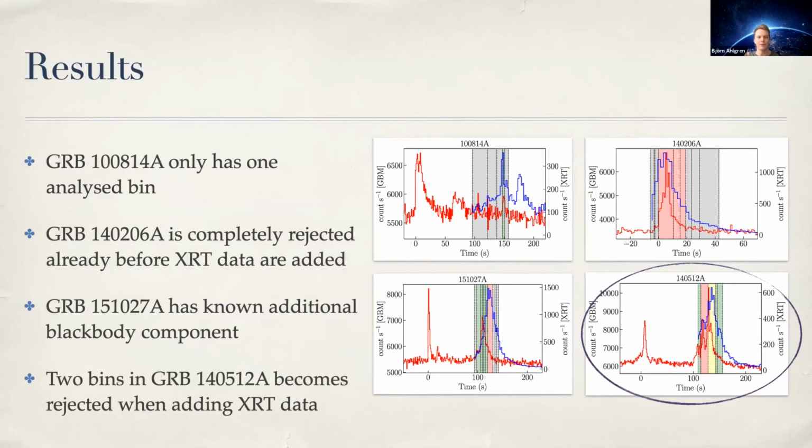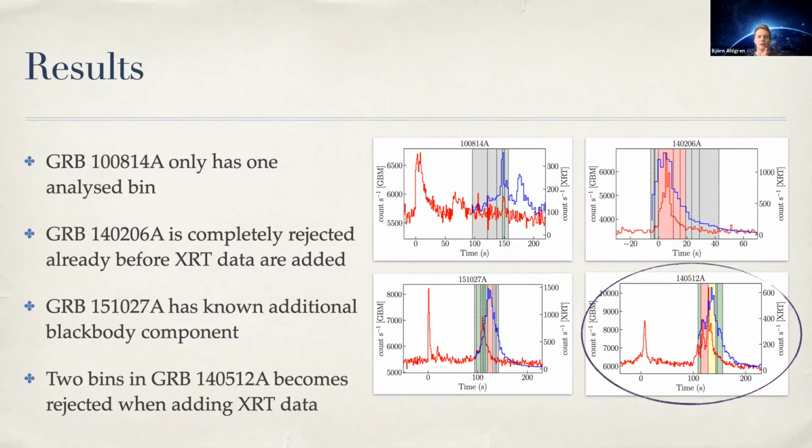So I've taken out 4 examples here. The first one, 10.08.14a, has only 1 analyzed bin. That's not going to be very interesting on its own. 14.02.06a was rejected already before we added the XRT data. So we knew from a previous study that this burst was not well described by this current implementation of our model. 15.10.27a has this fairly well-studied additional blackbody component. So when the XRT data becomes bright, presumably the host of this additional component, it is no surprise that our model fails there.